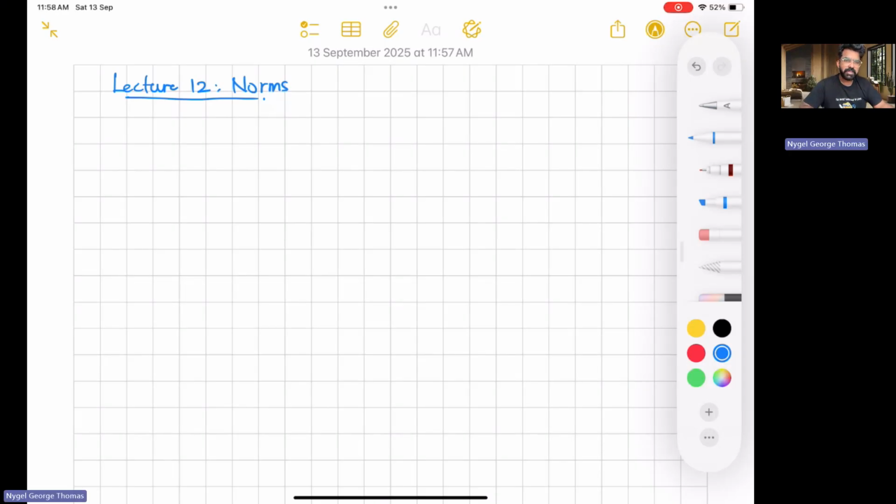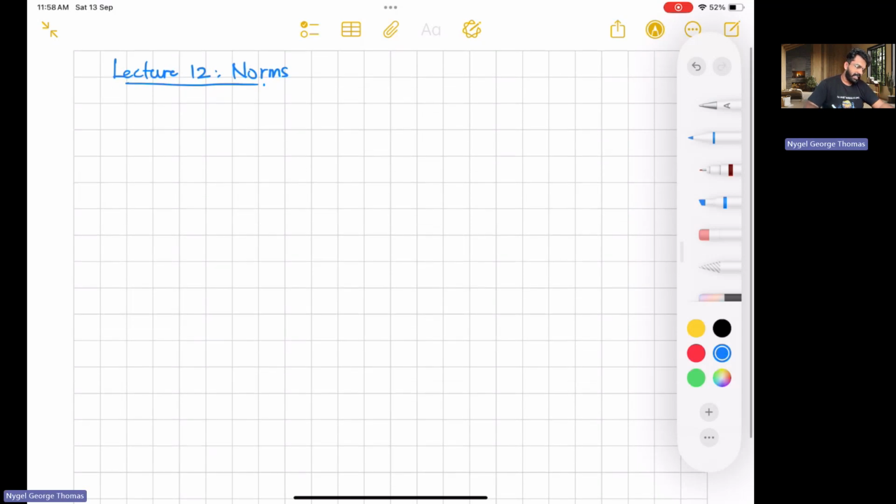Let's discuss norms today. So the key idea of norms is to associate a number with vectors. So norms are basically to measure lengths of vectors or matrices or tensors or something like that. So we'll be dealing with norms of vectors and matrices in this course.